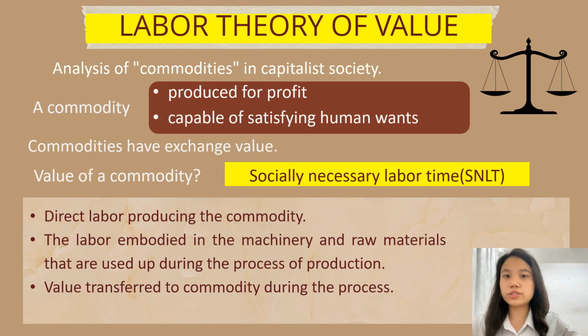SNLT includes direct labor producing the commodity. Next, labor is embodied in the machinery and raw material that are used up during the process of production. Last, value is transferred to the commodity during the process.